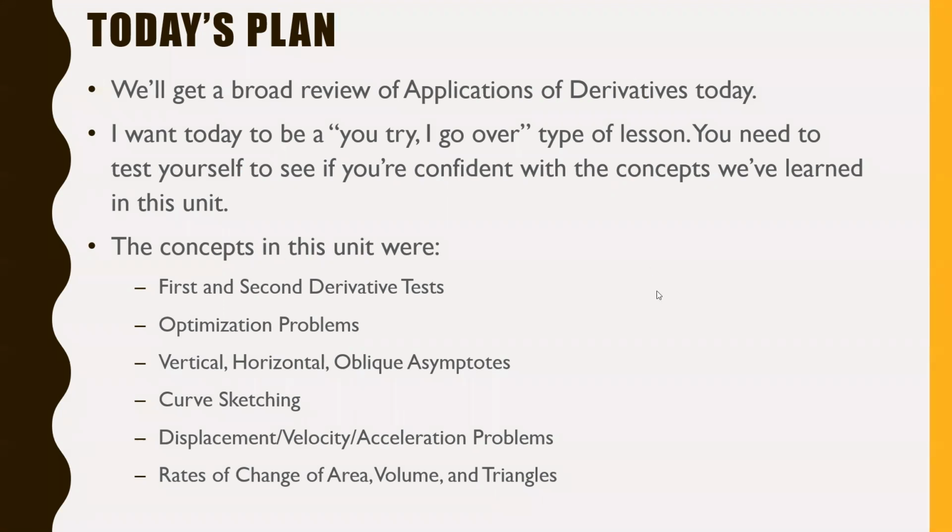Now, just a reminder, the concepts that we've covered in this unit so far are the first and second derivative tests, optimization problems, vertical, horizontal, and oblique asymptotes, curve sketching, which kind of goes in with all of the above, sort of, although not really optimization so much, displacement, velocity, acceleration problems, as well as rates of change of area, volume, and then the most recent one, triangles.